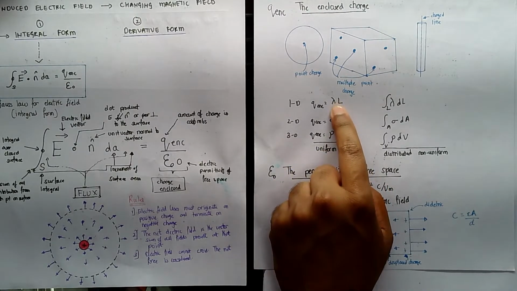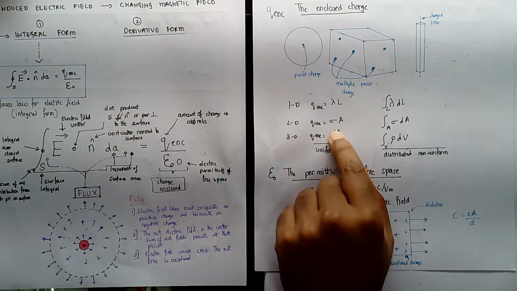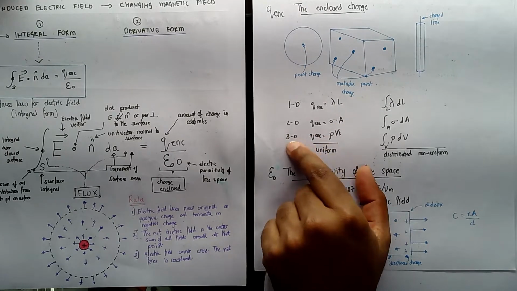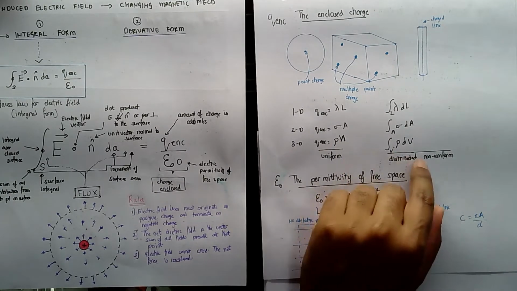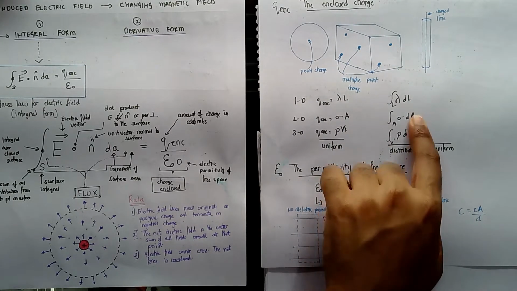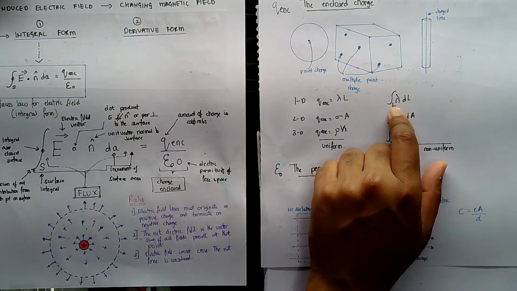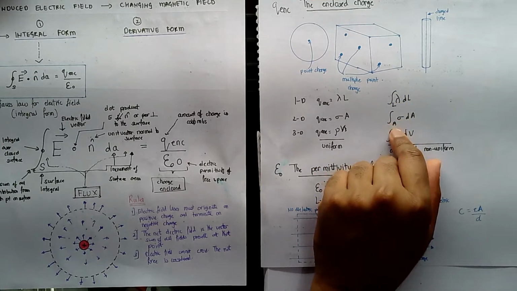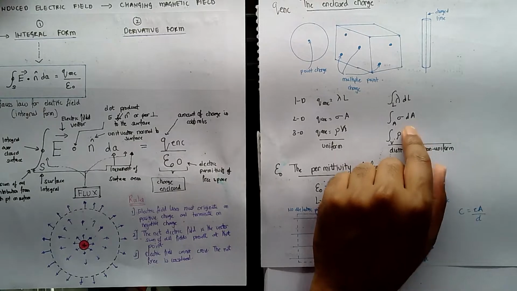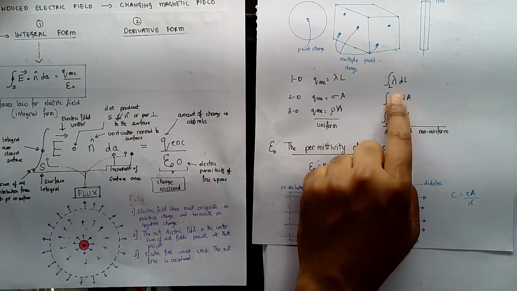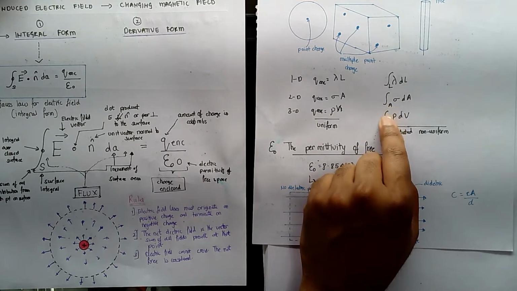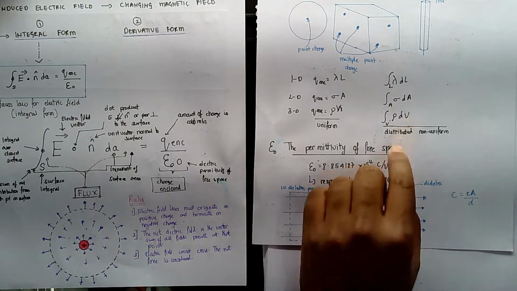If it's a uniform charge, then you can basically call this lambda L. If it's two-dimensional and uniform, you can call it sigma into the area. And if it's three-dimensional, you'll have rho into the volume. But if it's distributed and non-uniform, then you have an integration of lambda into dl, an integration over the area, which is sigma into dA, a small little area. That's how integration works. And an integration over the volume of rho dV.